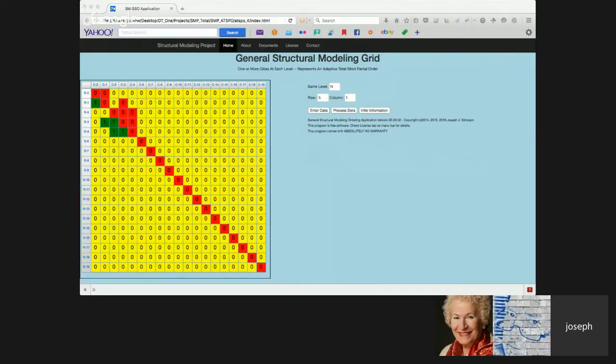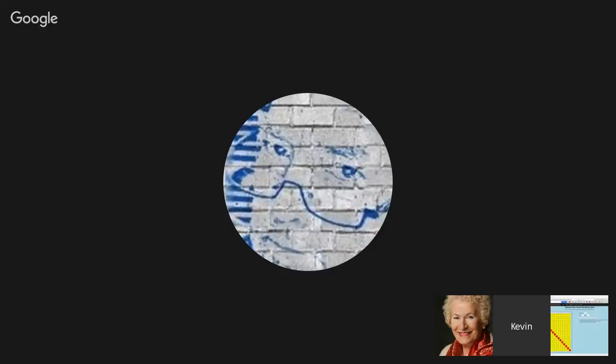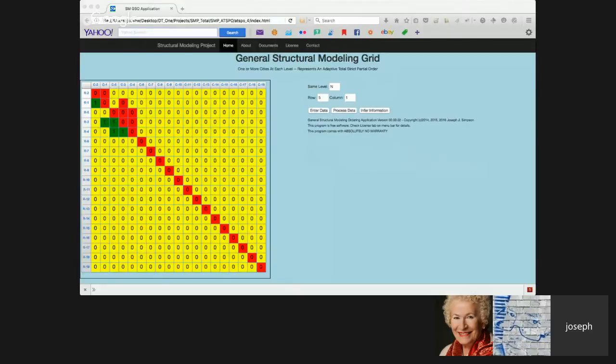So is that slow enough? So it starts at the same level, and then the question is, are two cities at the same level? Is that right? That's the first question, and in this particular case, the answer is always no, because there's only one city at each level.